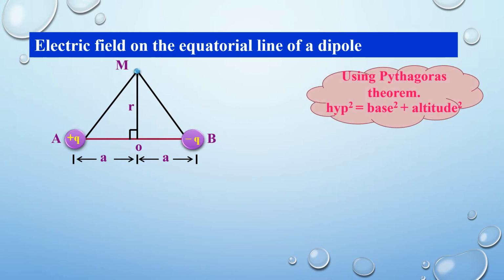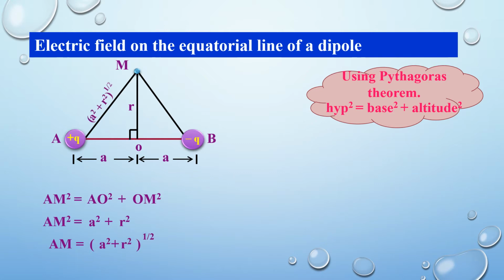Hence I can use Pythagoras theorem to find out the length AM as well as BM. Therefore, AM squared is equal to AO squared plus OM squared. Therefore, AM squared is equal to a squared plus r squared, or AM is equal to (a squared plus r squared) raised to 1 by 2. The same can be considered for length BM also.